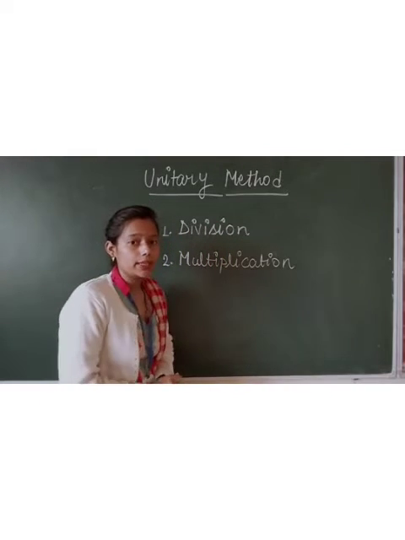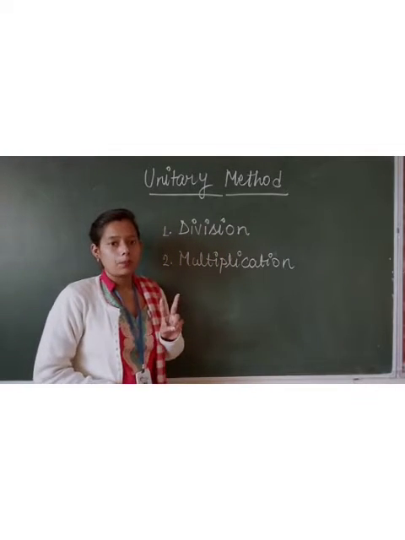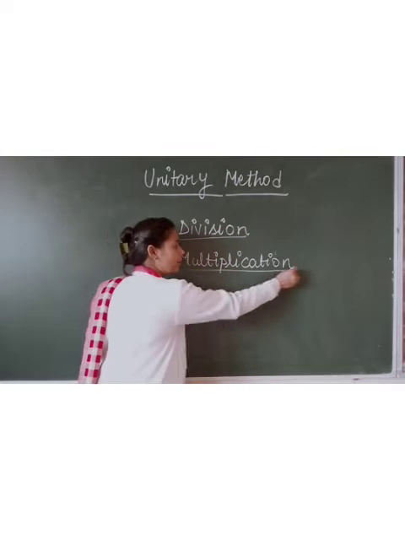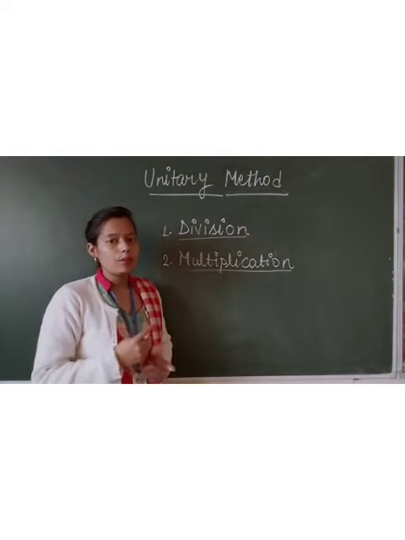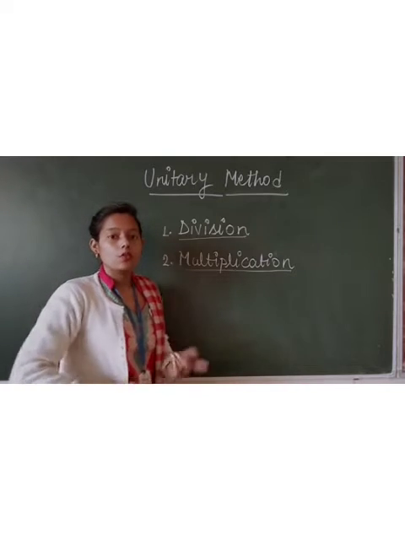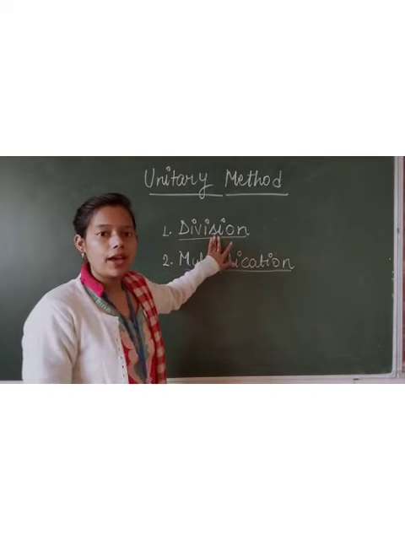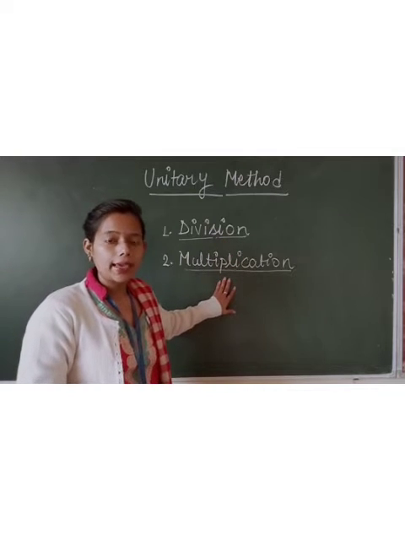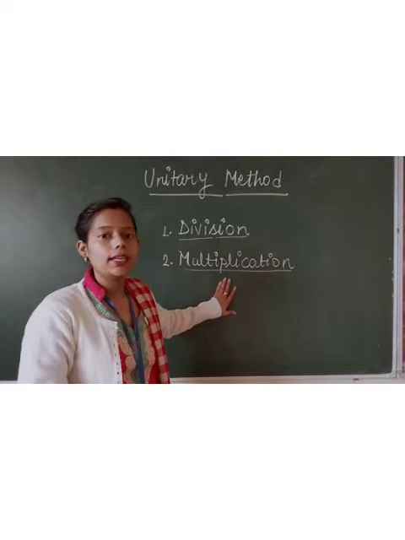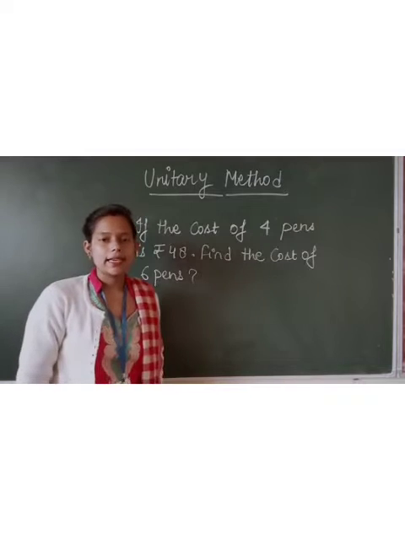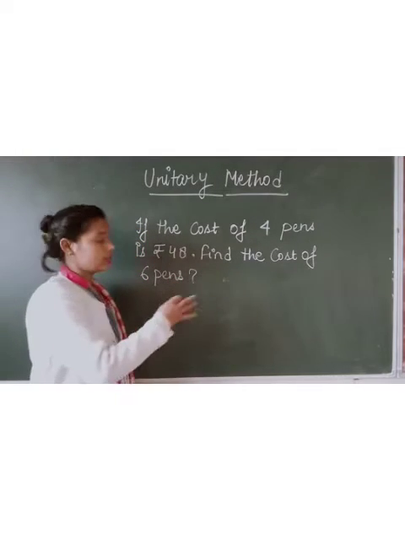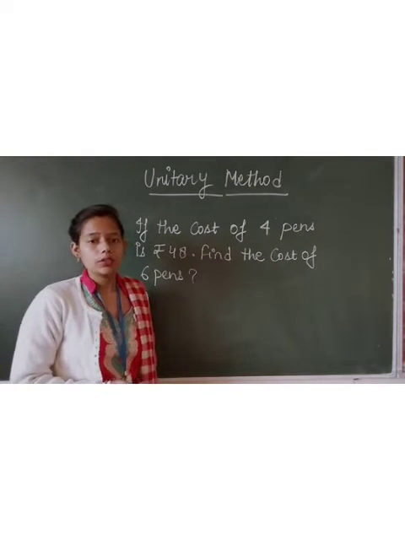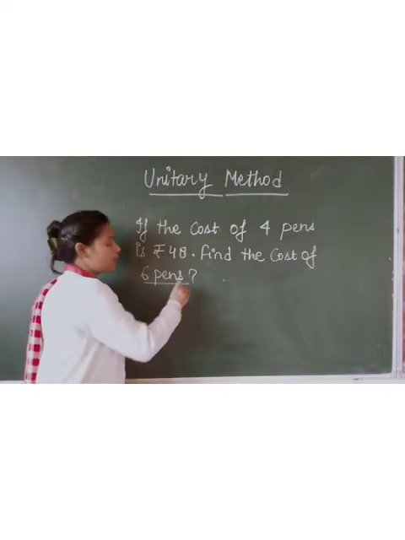Students, in the unitary method we use two operations. First is division and second is multiplication, and we use them in the same order. First, by dividing we find out the unit price, and second, by multiplying we find out the price of the many articles we want to buy. Let's take an example. If the cost of 4 pens is 48 rupees, then we have to find out the cost of 6 pens.